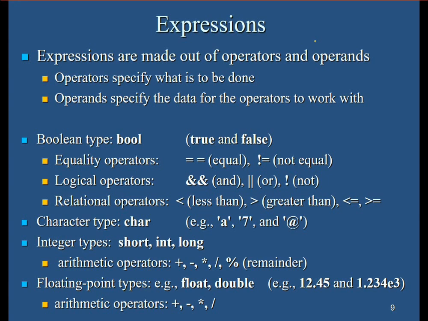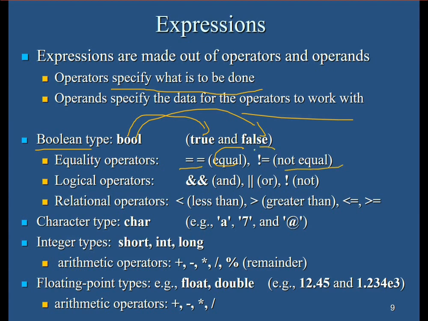Expressions are made out of operators and operands. What are operators? They specify what is to be done, while the operands specify the data for the operators to work with. So operators work on operands. If we start with Boolean type, that is bool, it can be true or it can be false. This is the equality operator, double equals for equal, and not equal for not equal. The logical operators: double and, double pipe for or, exclamation mark for not. And relational operators: less than and greater than, or less than equal to and greater than equal to. These are four relational operators.